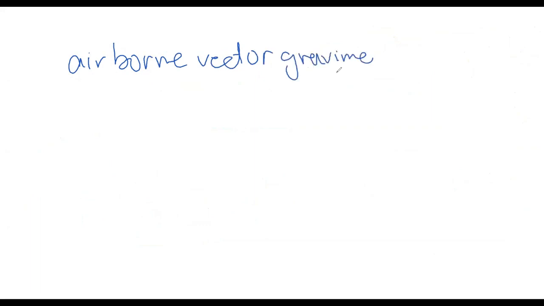Vector gravimetry. Vector gravimetry means to measure the gradient of the gravity, the first order. It means that when we have the aircraft, we have the potential, and we measure Tz, Tx, and Ty.